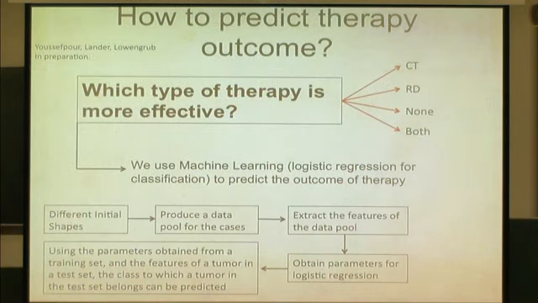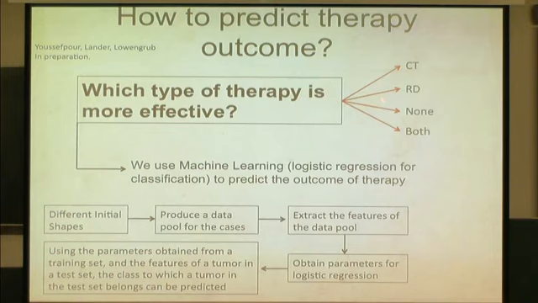So now you could say, how robust is it? And can you predict response? And so one thing we did was we used machine learning, basically logistic regression, to try to predict the outcome of therapy. So we tried a bunch of different therapies.